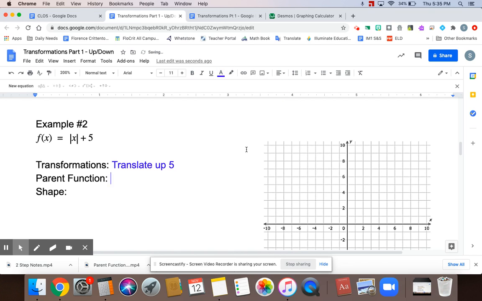So I'm gonna translate up 5, but which graph? What's my parent function in this equation? The parent function's absolute value. And what shape does the absolute value graph make? It makes a V shape.